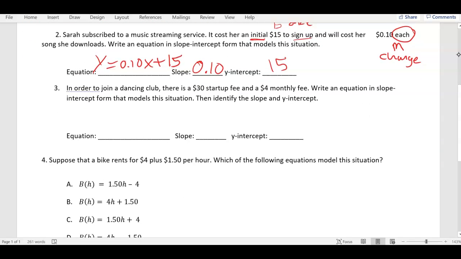Number 3: in order to join the dance club, there's a $30 startup fee. Sounds like that happens once. And a $4 monthly fee. Monthly changes or repeats every month. So my $4 has to be my m. My one-time beginning startup fee is my b. So my slope is 4, my y-intercept is 30. So y equals 4x plus 30.